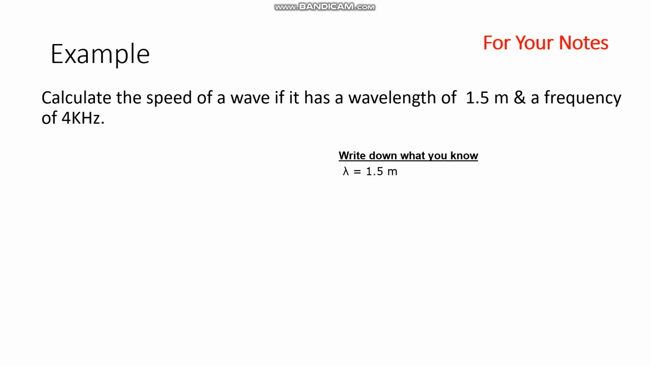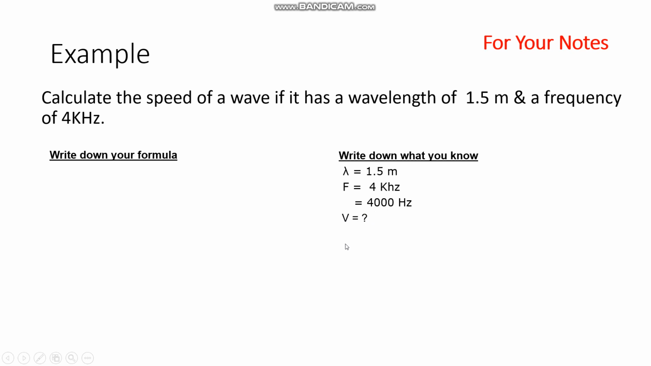We know that the wavelength, given by the symbol lambda, is equal to 1.5 meters. The frequency is 4 kilohertz, but we should remember that frequency is measured in hertz, so we need to change that into hertz. Now 1 kilohertz is 1000 hertz. We've got 4 of them, so that becomes 4000 hertz. And v, the wave speed, how fast the wave's travelling, is what we're looking to find out.